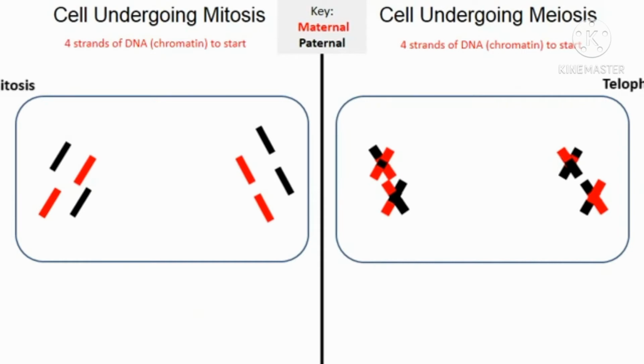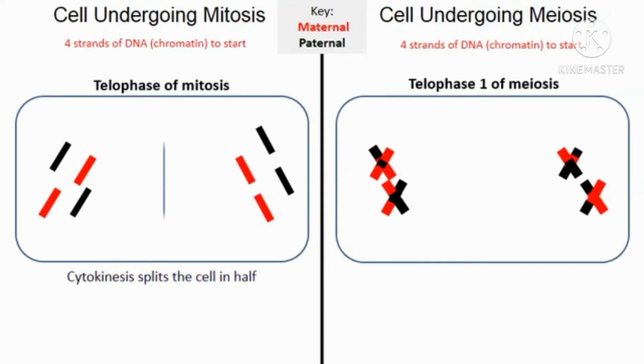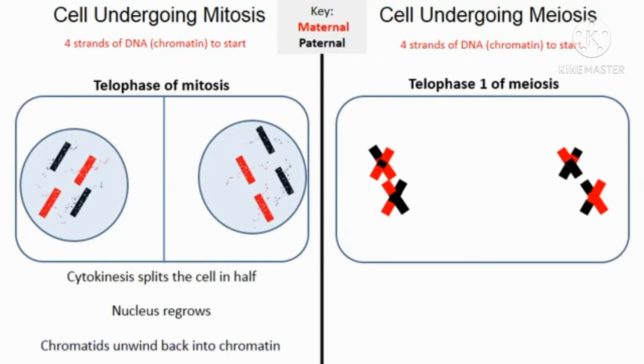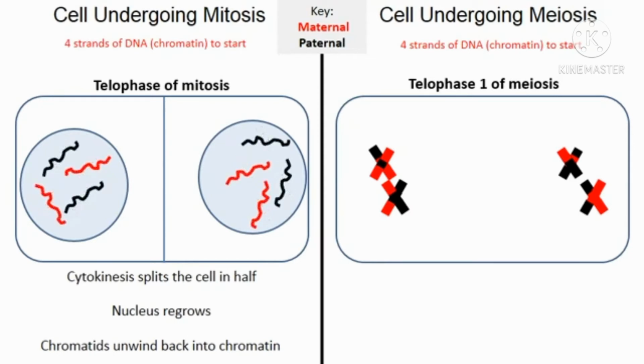And so now we move on into the telophase of mitosis. On the left side, cytokinesis, the cytoplasm begins to split the cell in half. As that happens, the nucleus begins to regrow, and the chromatids begin to unwind back to the loose linear version of DNA known as chromatin. And on the right side, telophase 1 of meiosis, cytokinesis begins to split the cell in half to create 2 cells. And sometimes the nucleus regrows, sometimes it doesn't.